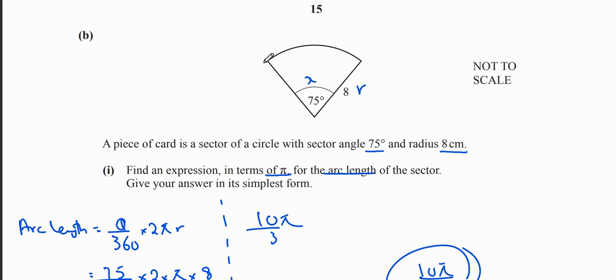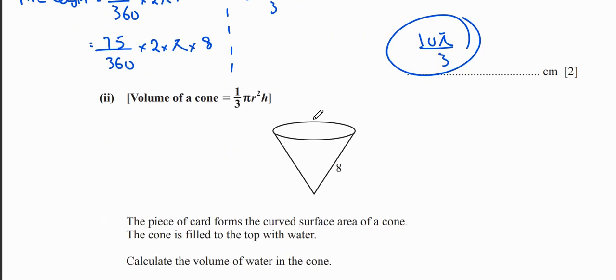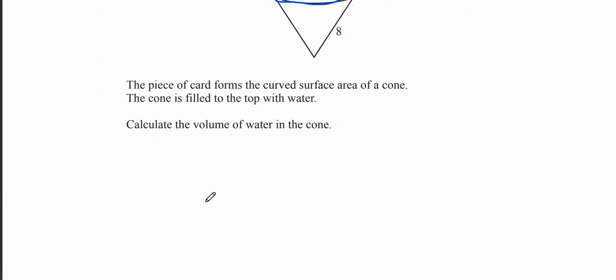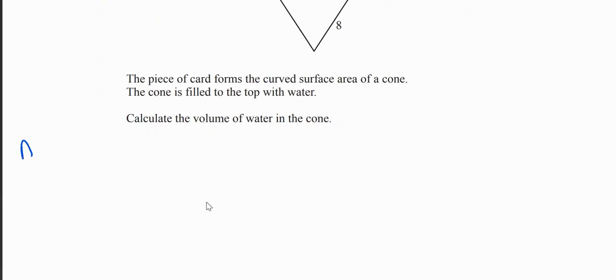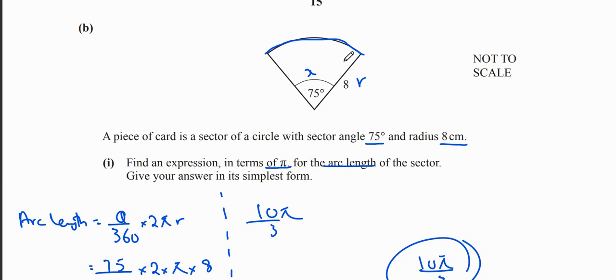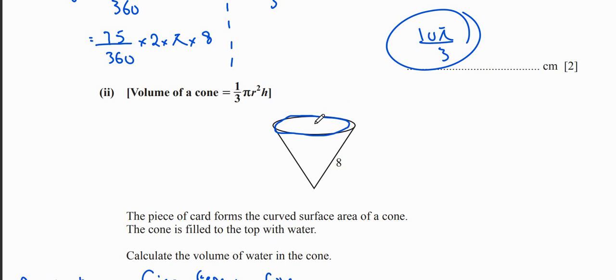So the arc length, when we folded it, it became the circumference of the cone. So this means that the arc length of the card is equal to the circumference of the what? Of the cone. Just like I'll explain to you guys again, this is the card. When we folded the card, the 2 points joined. So this is how it was formed.